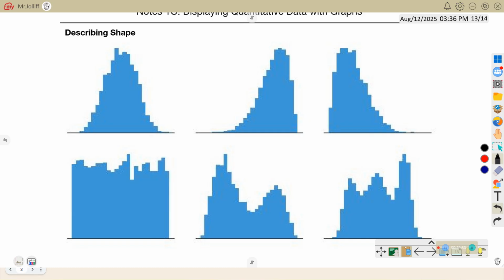All right, the graphs on the top row all have one peak. Prefix for one. If I have a cycle with one wheel, it is a unicycle. Yeah, this is unimodal. All of these data are unimodal.